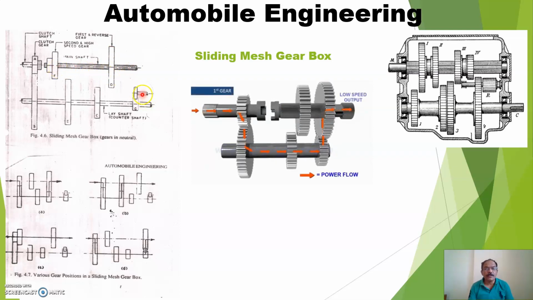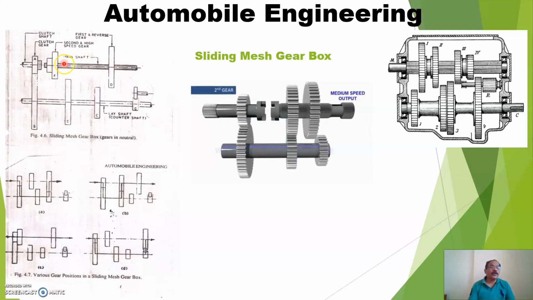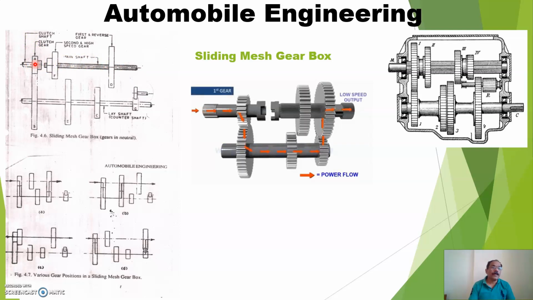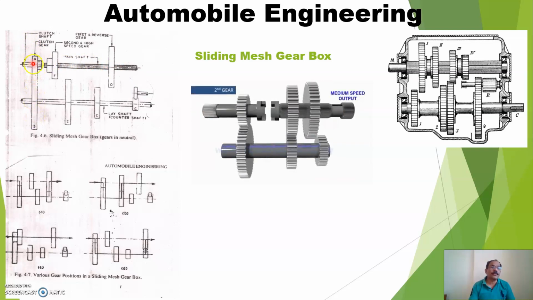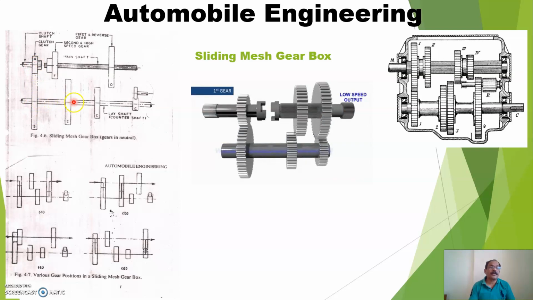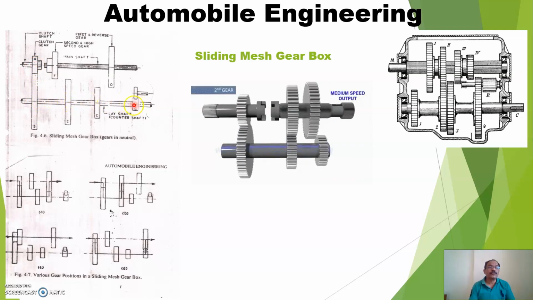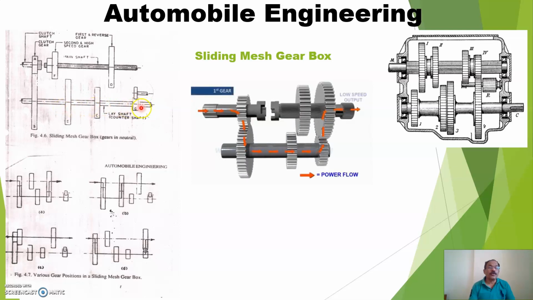This is manual type. This is sliding, so gears slide from one place to another. Now you can observe here, the clutch shaft has the clutch gear. This clutch gear is engaged with the lay shaft, so that when the clutch gear rotates, the lay shaft gear will rotate, and all these gears are fitted on the lay shaft, so all these gears start rotating.